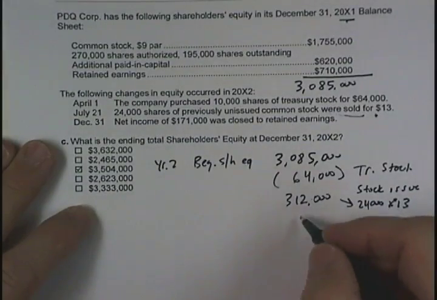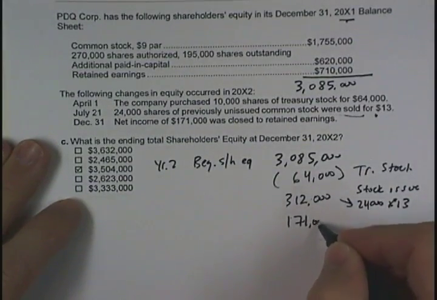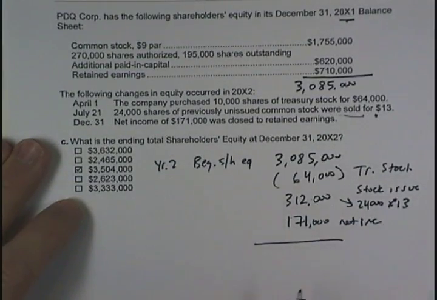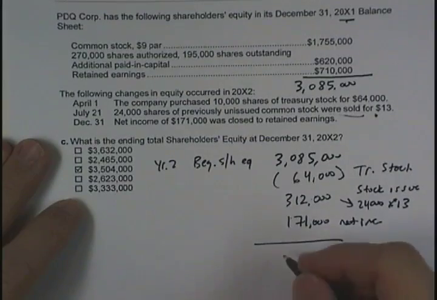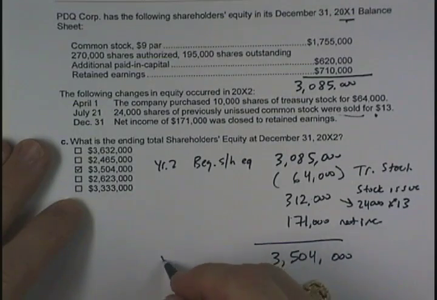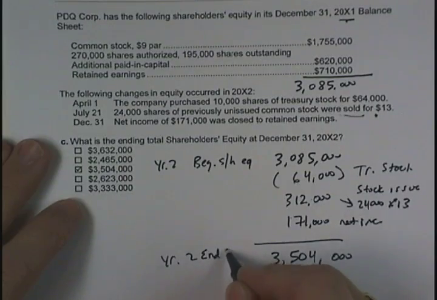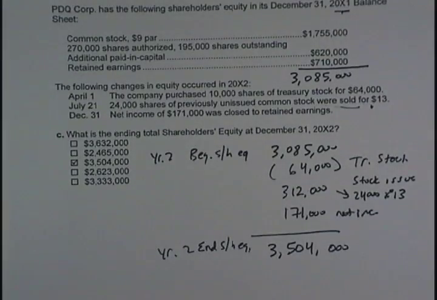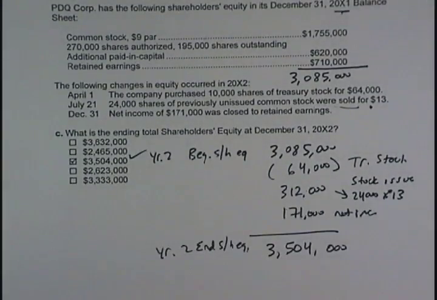And then the net income would increase the retained earnings of $171,000. So the total stockholders' equity at the end of year 2 is then $3,504,000 ending shareholders' equity. Balance in shareholders' equity at the end of year 2, $3,504,000.